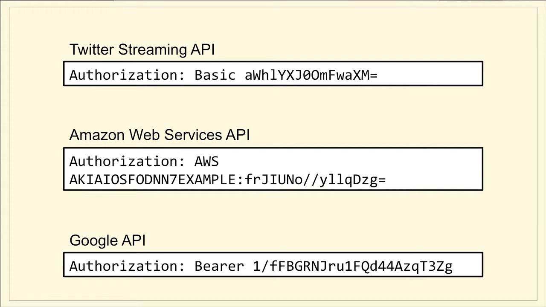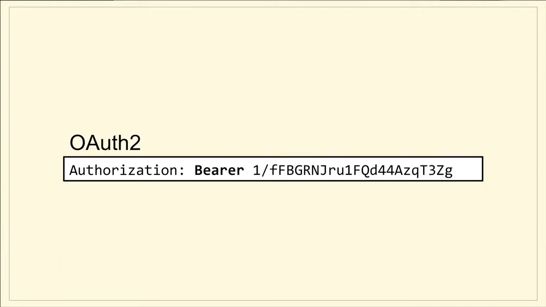That's one way to go for sure. Amazon decided to roll their own authorization, their own authentication. So they built on top of HTTP authorization, and they have this AWS authorization type. Google is using OAuth. Specifically, they're using OAuth 2.0 and bearer tokens. Our recommendation is to go the Google route, use OAuth 2.